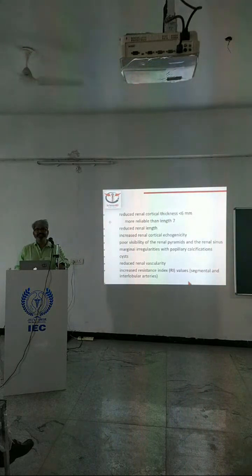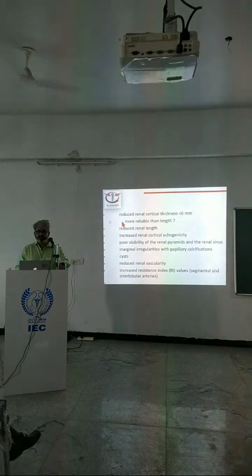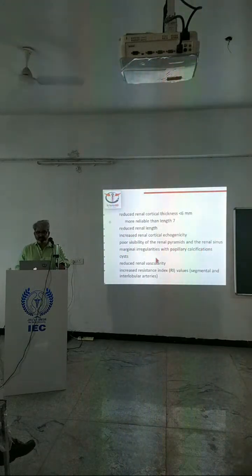So whenever we say it's a late-stage renal disease or late-stage medical renal disease, the renal cortical thickness is less than 6 millimeters. It's more reliable when we say the renal size is less than 7. Renal length is reduced, with increased cortical echogenicity. There is poor visibility of renal pyramids and renal sinuses. At the same time, there is irregularity of the cortex. On many instances, we will get capillary calcifications. On many instances, we will also get multiple cysts involving the cortical region. Reduced vascularity is a common feature, and the resistive index will go on increasing.